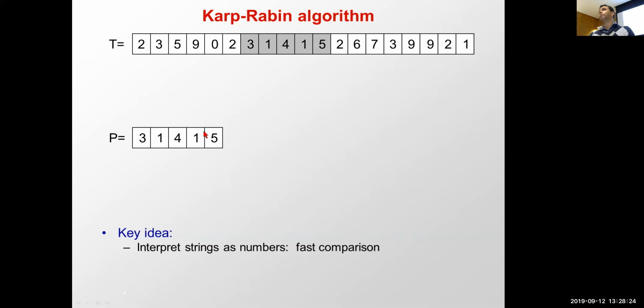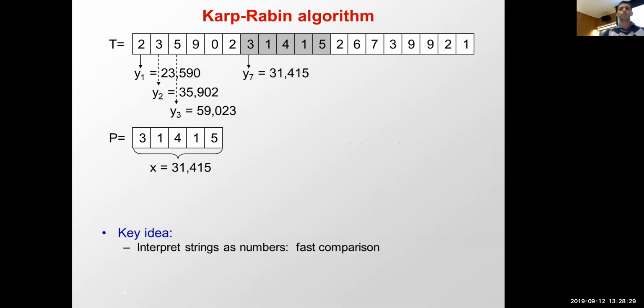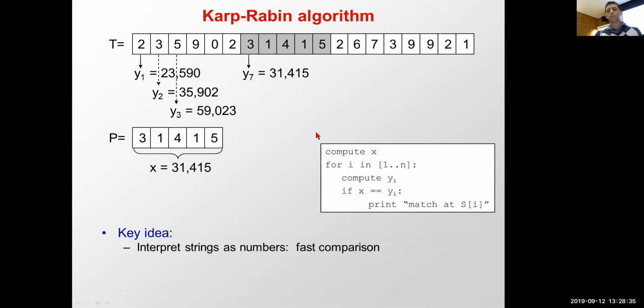Okay, so first of all, here's how I would do it. And then if they match, that basically means that this pattern matches the text, so I can return the right answer, okay? So the simple algorithm that does not work is we first compute X, which is this number, and then for every place, I compute Y, and then if the two are equal, I report a match, okay? The first problem is that doing this comparison is extremely expensive for very, very long patterns, okay?